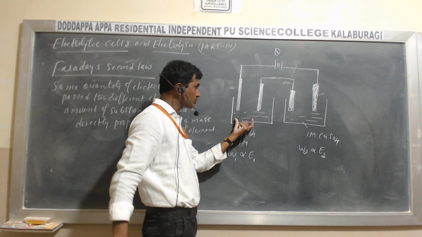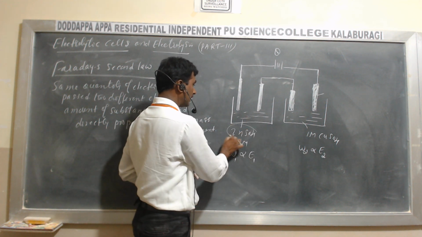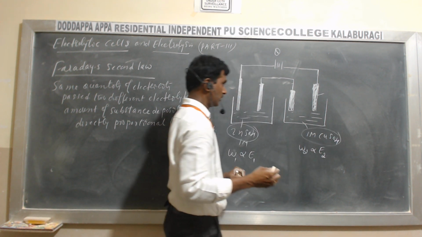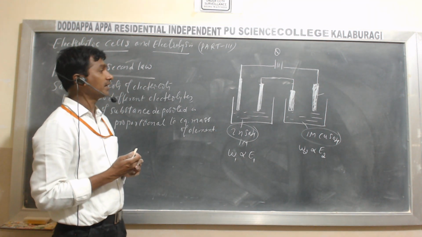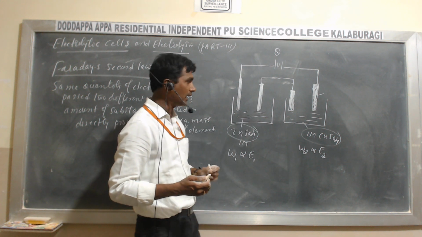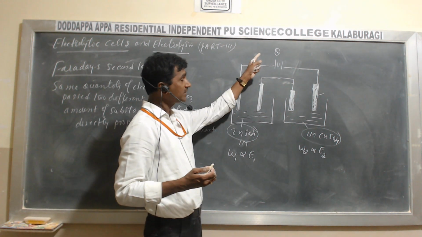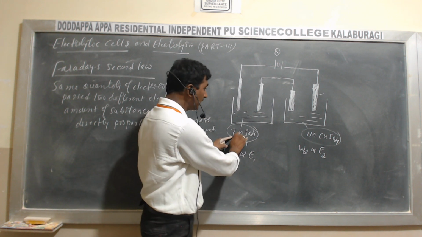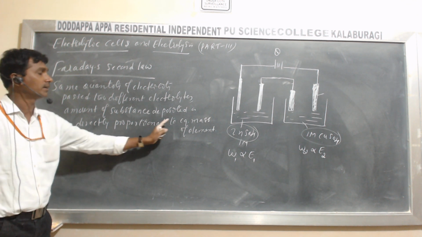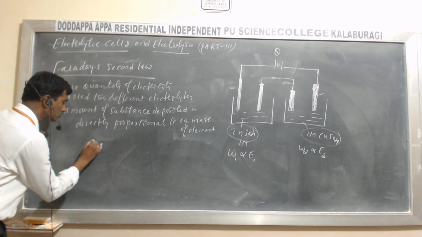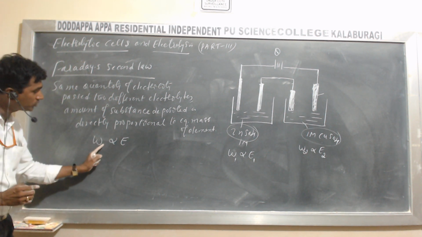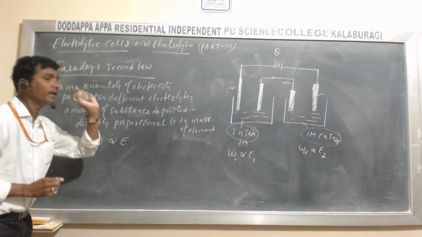So here two different solutions are there. The first container contains what? Zinc sulfate. The second container contains what? Copper sulfate. These two solutions are different, but the quantity of charge supplied, Q, is the same for both the electrolytes. The quantity of charge is the same, but the deposition of zinc and the deposition of copper is not the same, because it depends on what? Equivalent mass. So W is directly proportional to what? E. The amount of substance deposited at the electrode is directly proportional to equivalent mass.